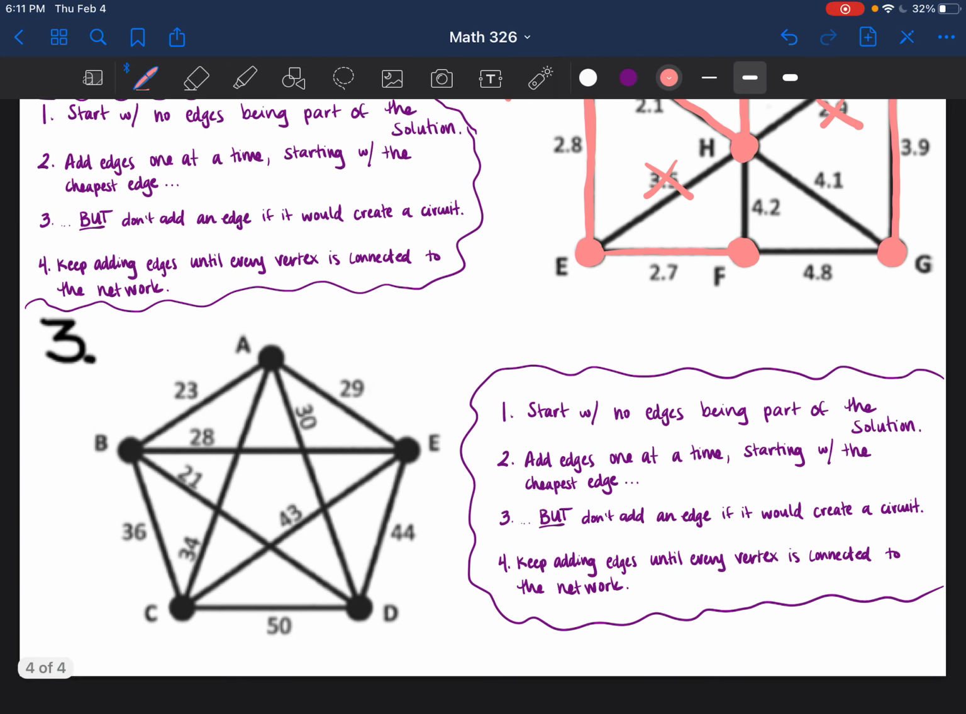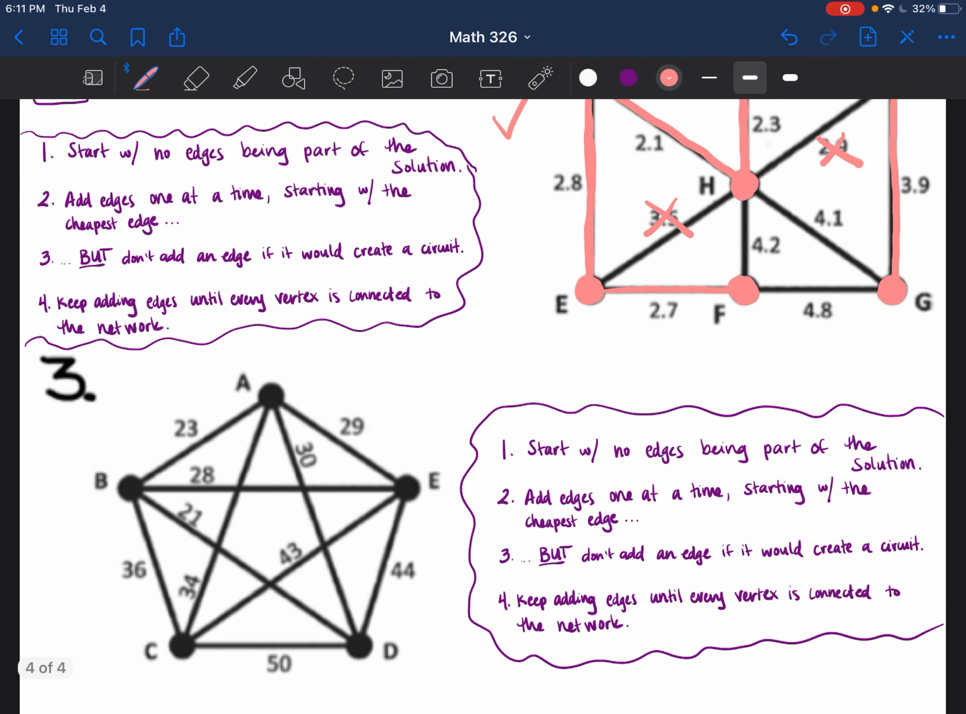Yay! Now let's look at graph number 3. Same rules, same algorithm. Let's get into it. Starting with no edges being a part of the solution, we're going to add edges one at a time, starting with the cheapest edge, and we're not going to add an edge if it would create a circuit, but we're going to keep adding edges until every vertex is connected to the network.